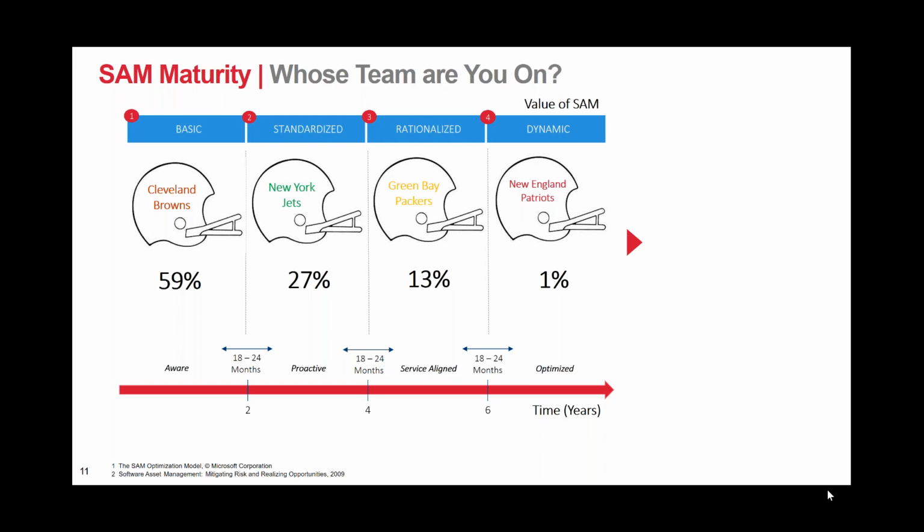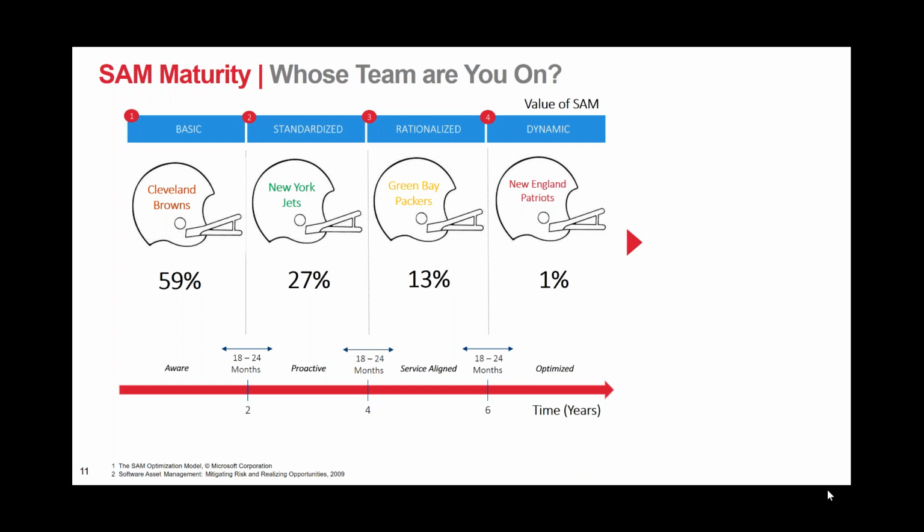And so when I talk about being at the basic level of SAM, for those that know football, you can equate that to being the Cleveland Browns. So I apologize for anybody who's on the phone from Ohio, but not a very successful program over the last decade or so. And so if you're in the basic category, think of yourselves as being the Cleveland Browns. Now you're not alone. 59% of all companies would roughly fall into that same category. So really 6 out of 10 would be Cleveland Browns.